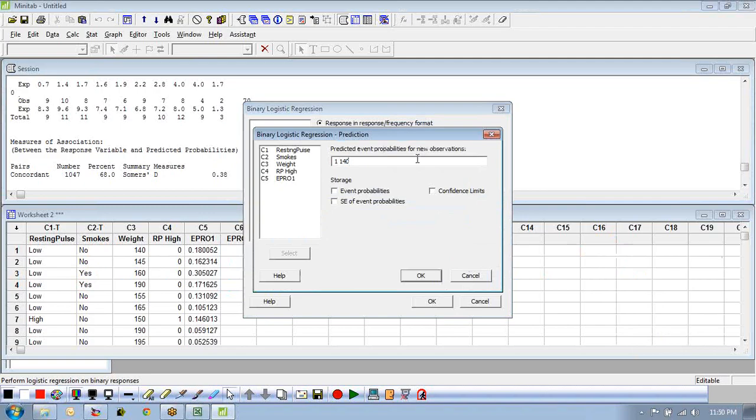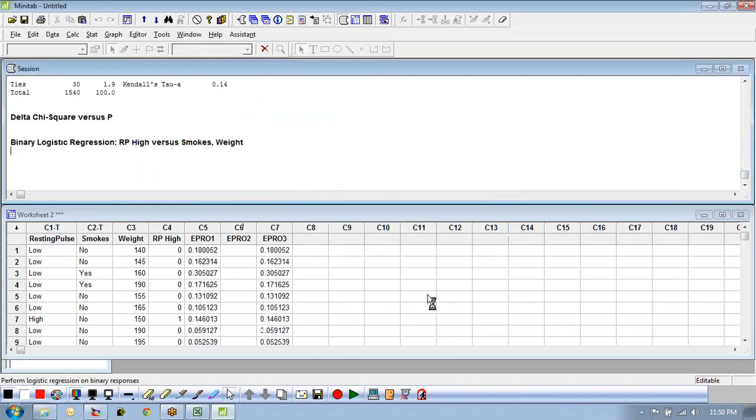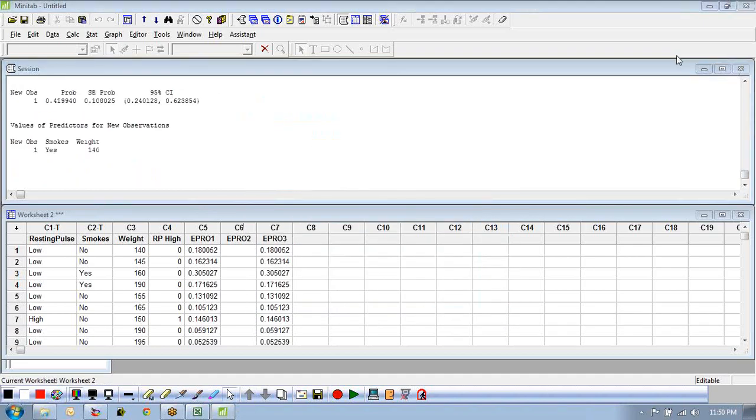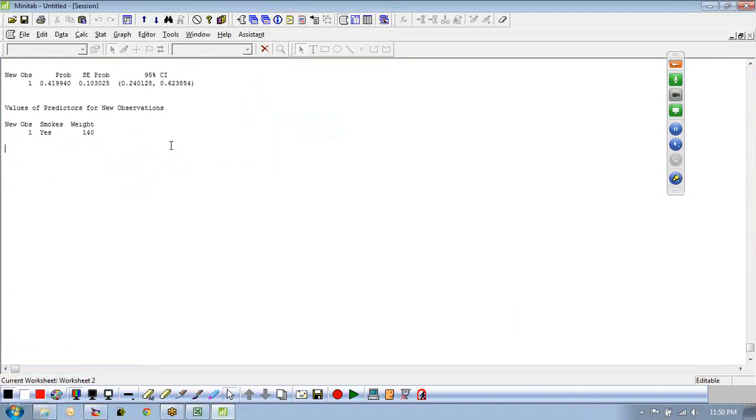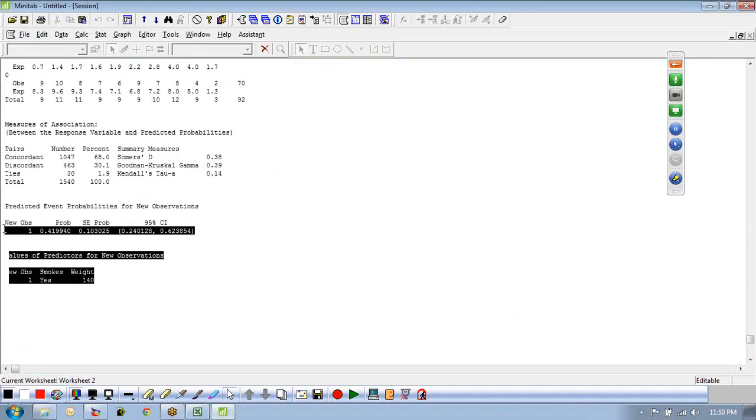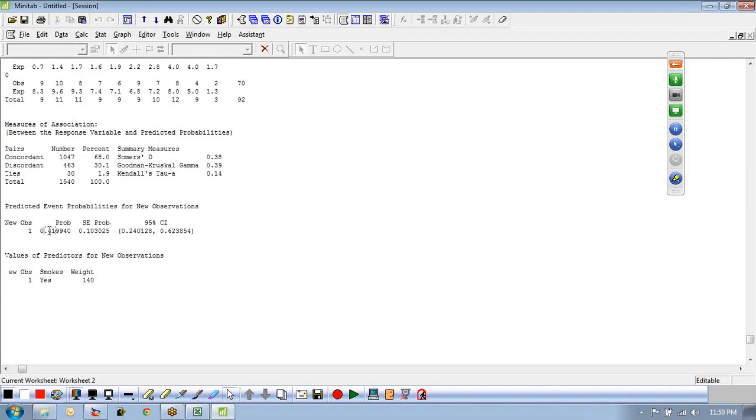So let me put in, instead of a 1, the quote yes. So this is a smoker, 140 pounds. Click OK. Click OK. And there we have it. There's my new prediction for that. It says 42% probability that that person will have a high resting pulse.